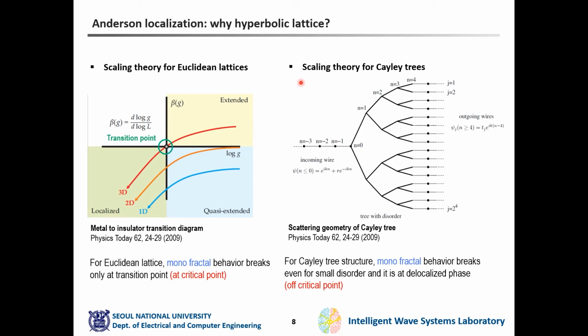Other unconventional structures show unique characteristics. One of the studied structures is Cayley tree geometry, shown in the right figure. It has been reported that Cayley tree shows distinct behavior from Euclidean lattice, in that it shows multifractal behavior even in the localized phase.